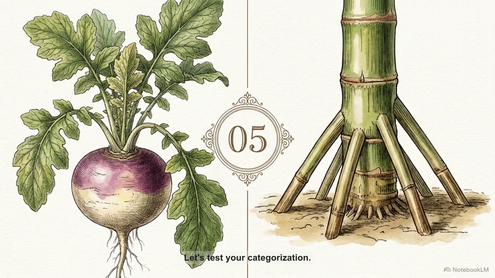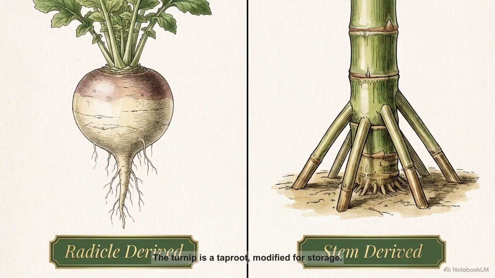Let's test your categorization. Look at a turnip and the lower nodes of a sugarcane stalk. Identify their root type and specific modification function. The turnip is a taproot modified for storage. The sugarcane has adventitious stilt roots modified for support.